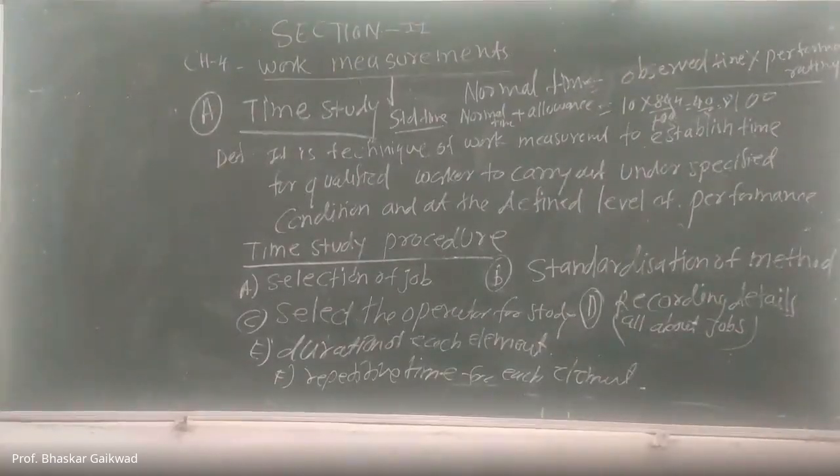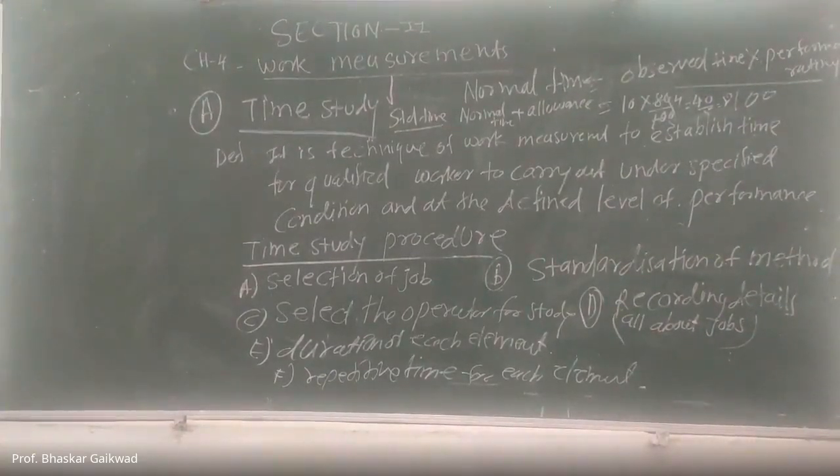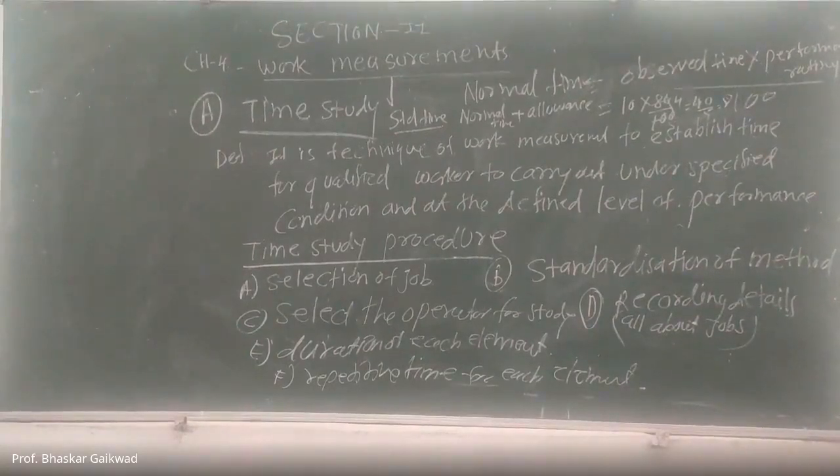So normal time is equal to observed time, which we measure with a stopwatch, into performance rating in percentage of 100. First we calculate the normal time, then to this normal time we add allowances, maybe 5 to 6% of normal time, and it will become the standard time. So this is about the time study.